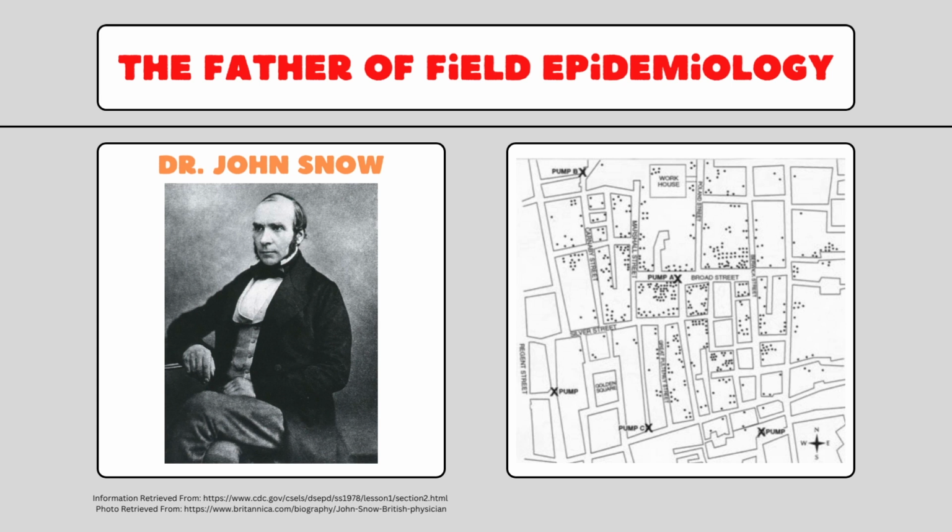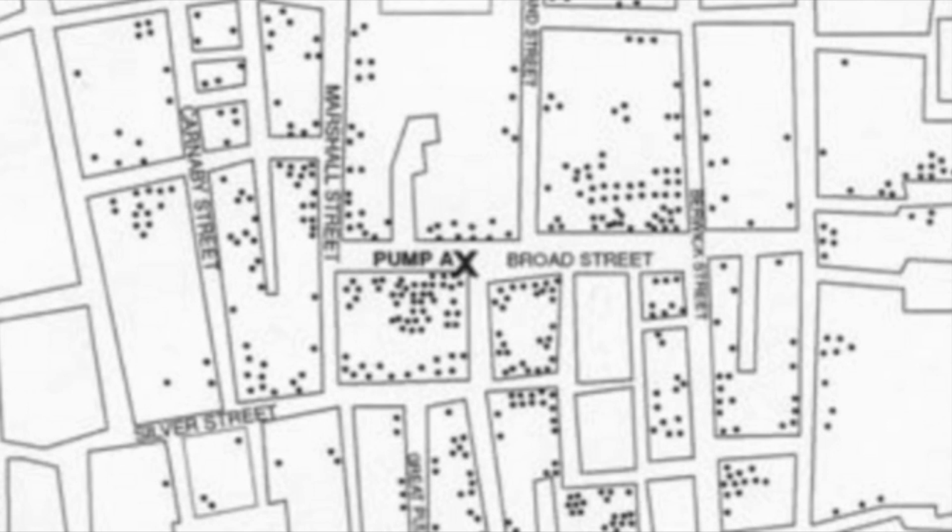Dr. Snow was looking all over for a potential source of infection, and he actually thought that it was found in the water pumps. So when he was looking at the distribution of the different cases, he really hypothesized it was because of pump A. There were more case households clustered around it than around pump B or pump C.